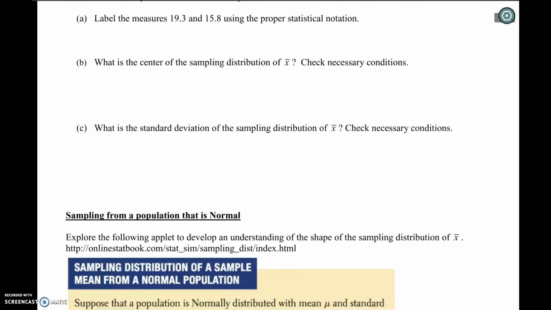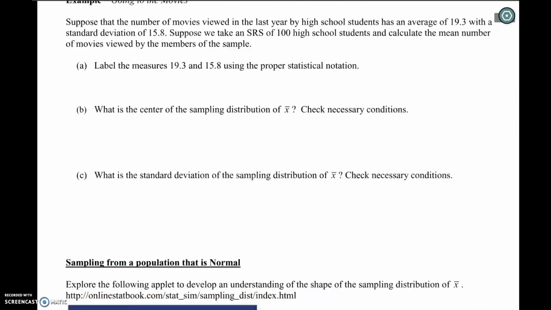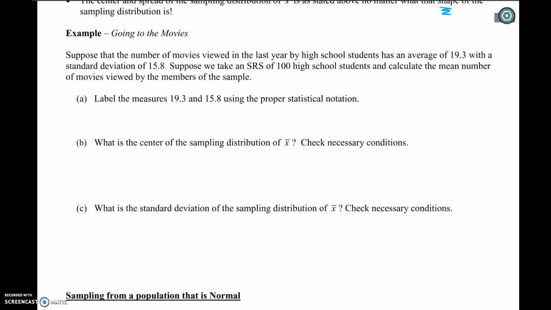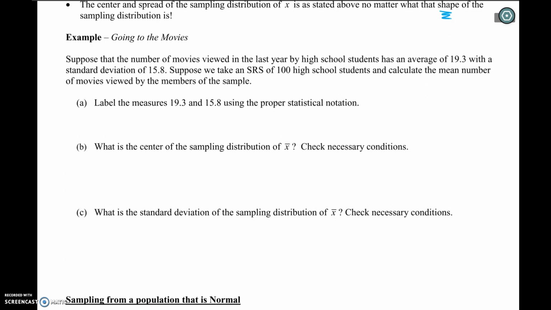Just a quick example here, and then we'll leave the shape for class or the next video. Going to the movies. Suppose that the number of movies viewed in the last year by high school students has an average of, so let's say X is the number of movies viewed. And the mean of my X's is 19.3. And the standard deviation of my X's is 15.8 movies.